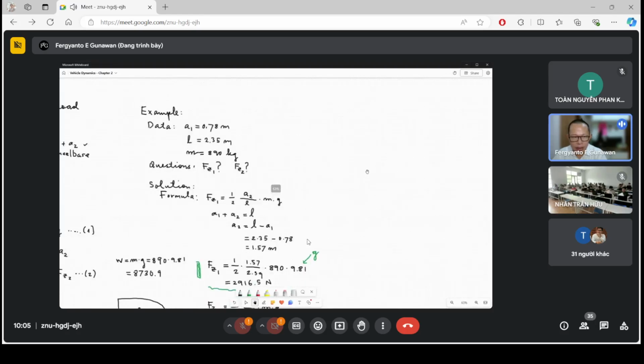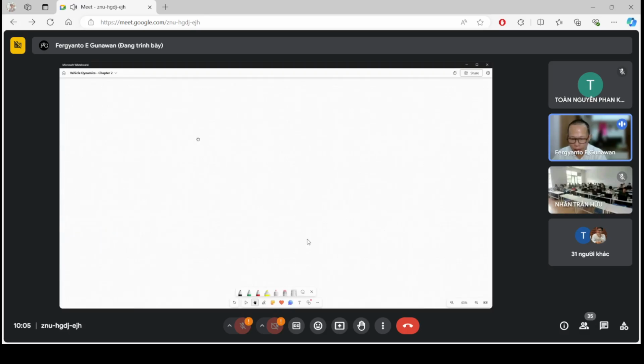Okay, I got to move it this way, and then change the zoom to 100. Right. Okay, so now we are going to change the discussion to the second topic today. For the next topic, we are going to discuss a parked car on the inclined road.